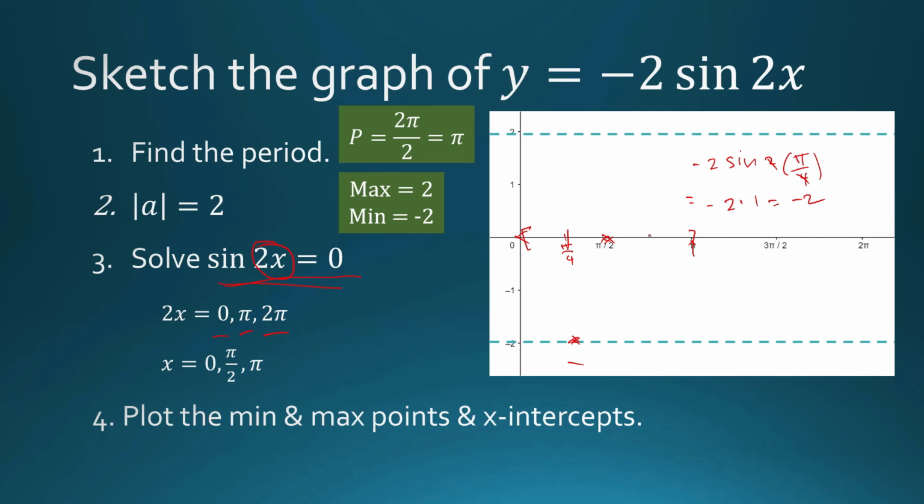And the midpoint of pi over 2 and pi is 3 pi over 4. So you know what's going to happen. At 3 pi over 4, let's compute the value of your function. Negative 2 sine of, 2 divided by 4 is 1/2, so this becomes 3 pi over 2. Sine of 3 pi over 2 is negative 1. So negative 2 times negative 1 is positive 2.